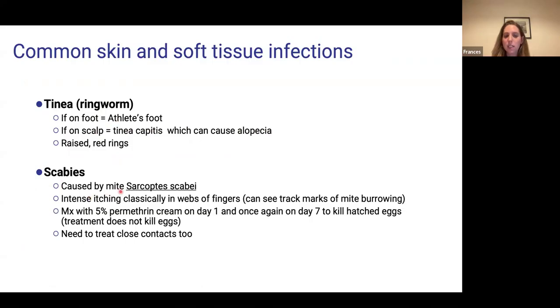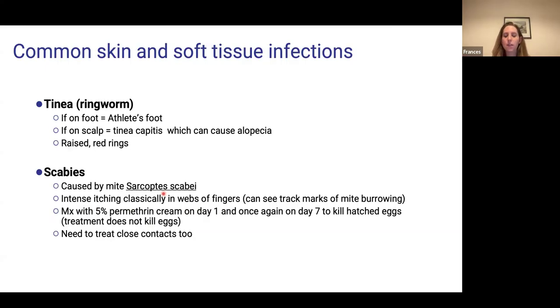Scabies tends to be caused by a mite. This is when they're going to get a lot of intense itching, and it tends to be in between the fingers, the interdigital spaces. And you can actually see the track marks of the mites burrowing if you look under the microscope. Normally, you manage this with 5% permethrin cream on day 1, and then again on day 7, because you can only kill them once they hatch. You can't actually get rid of the eggs themselves.